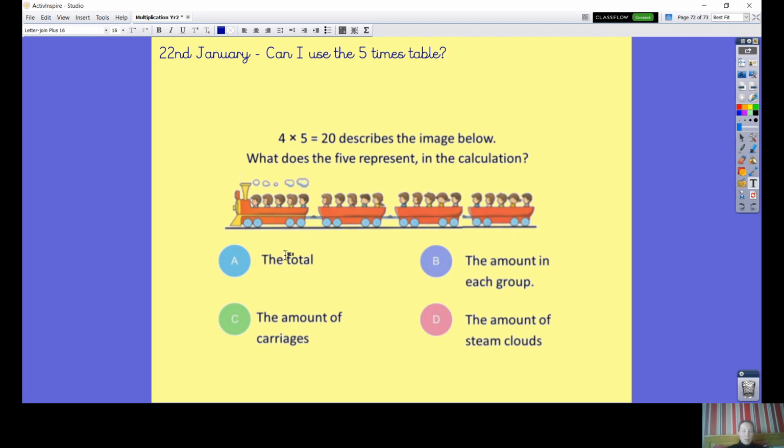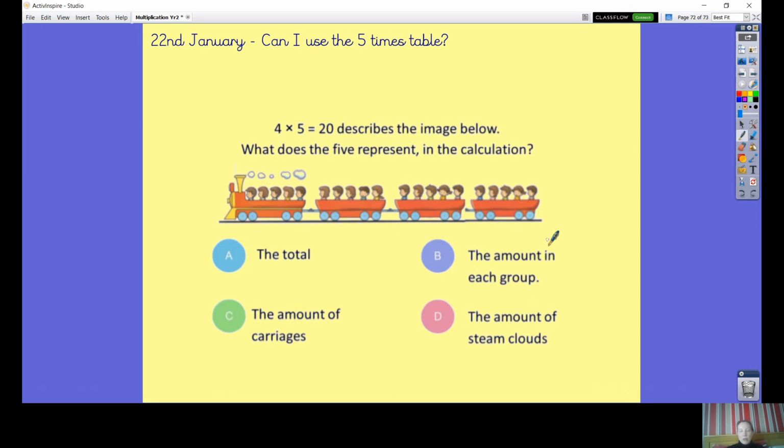Well, let's think about each one. The total. Well, the total would be 20, wouldn't it? Because we've got 20 people. Is it the amount of carriages? 1, 2, 3, 4. We've got 4 carriages. I think this one's meant to be a silly question. It's a silly answer, the amount of clouds. There are 5 clouds, but are we doing 4 times 5 clouds? No, we're not. We're doing 4 times the people in the carriage. So the right answer was this one here.